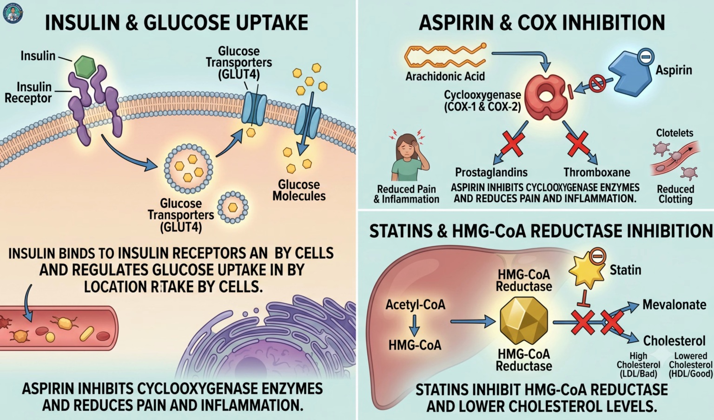For example, insulin binds to insulin receptors and regulates glucose uptake by cells. Aspirin inhibits cyclooxygenase enzymes and reduces pain and inflammation. Statins inhibit HMG CoA reductase and lower cholesterol levels. These examples demonstrate how drugs exert their effects through specific molecular targets.